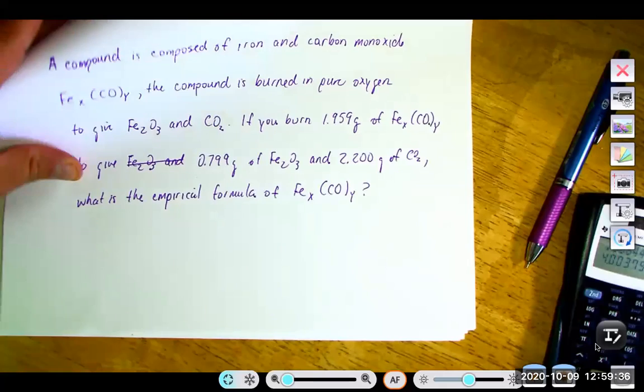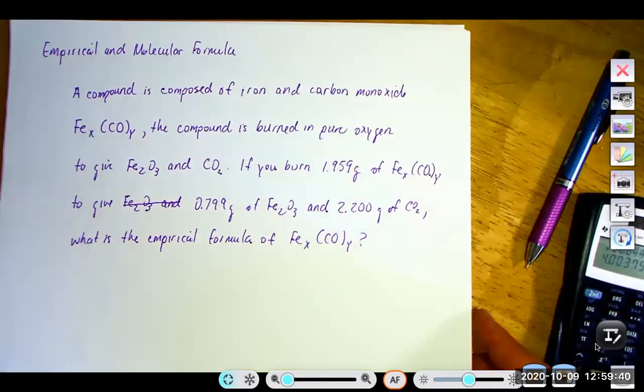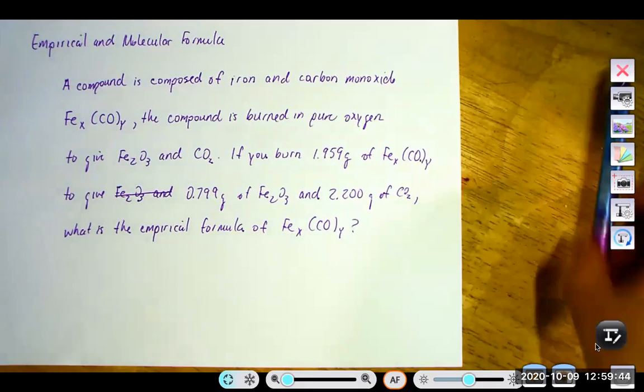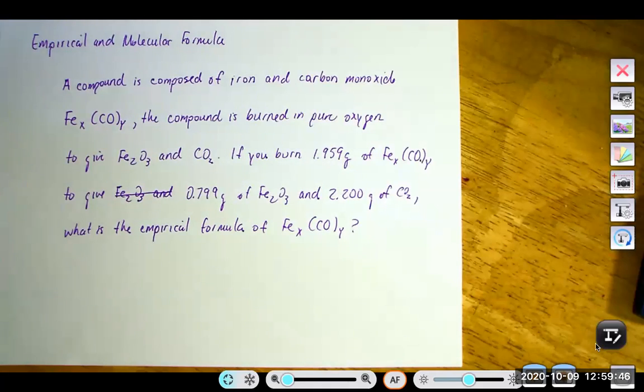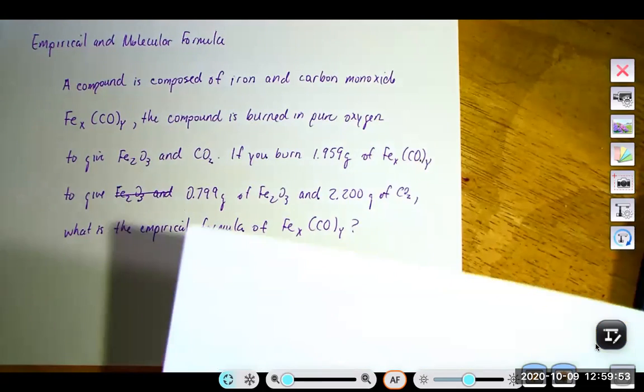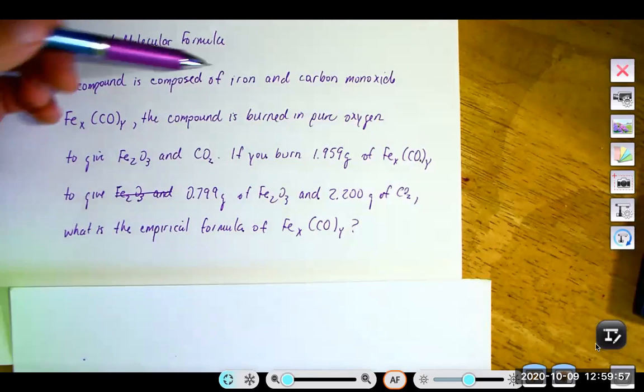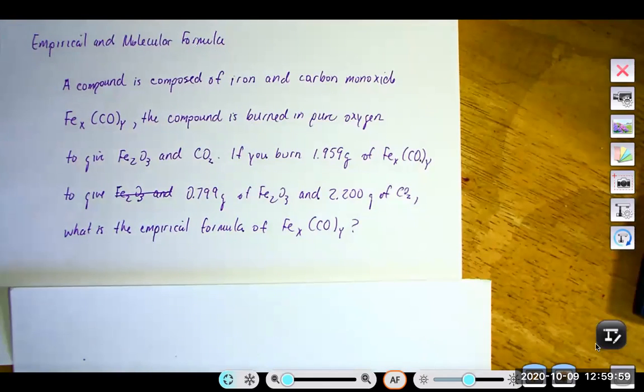So this is another empirical molecular formula problem, but it doesn't really deal with combustion of a hydrocarbon. In the past, we've been dealing with hydrocarbons, which means they have hydrogen and carbon in them. And we also did a hydrocarbon with oxygen in it. So here we have a compound instead made of iron and carbon monoxide. This is actually called a coordination complex.